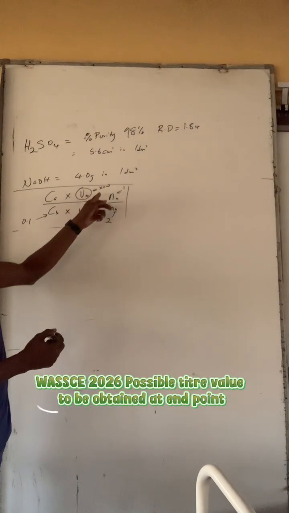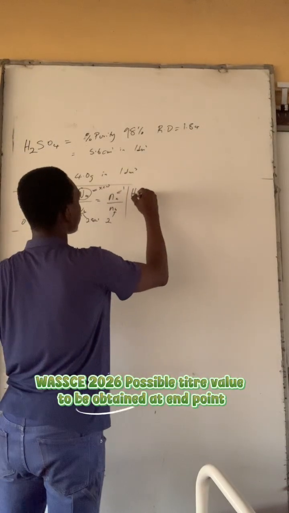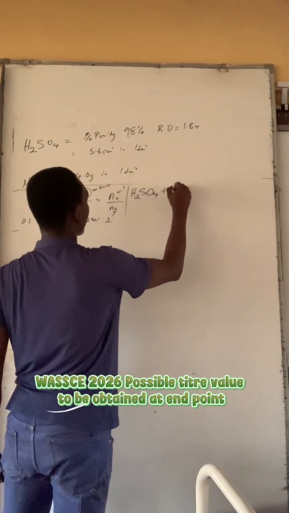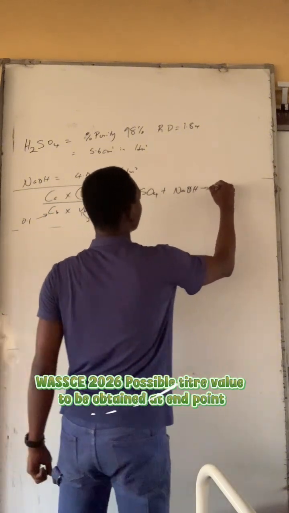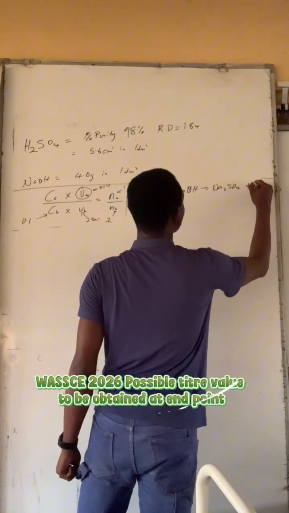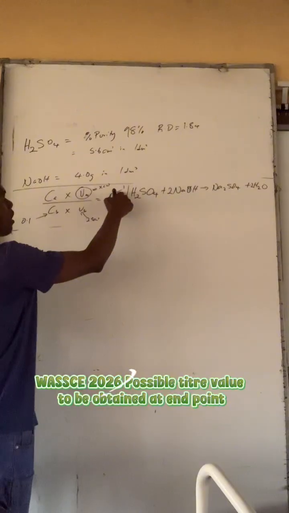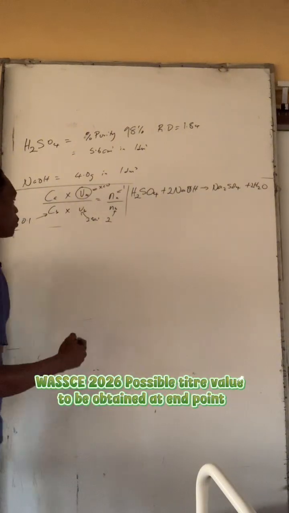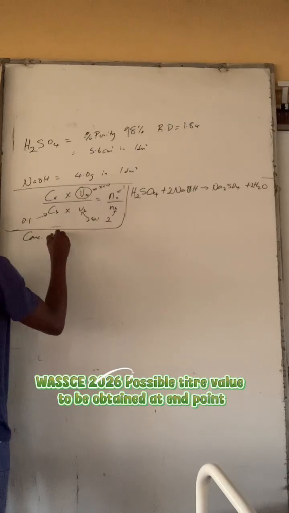Now let's calculate the number of acid and the number of base. Remember, in the balanced equation between H2SO4 and sodium hydroxide, you produce sodium sulfate and water. Let's balance that equation. Notice our number of base will be 2, our number of acid will be 1 from the balanced equation.